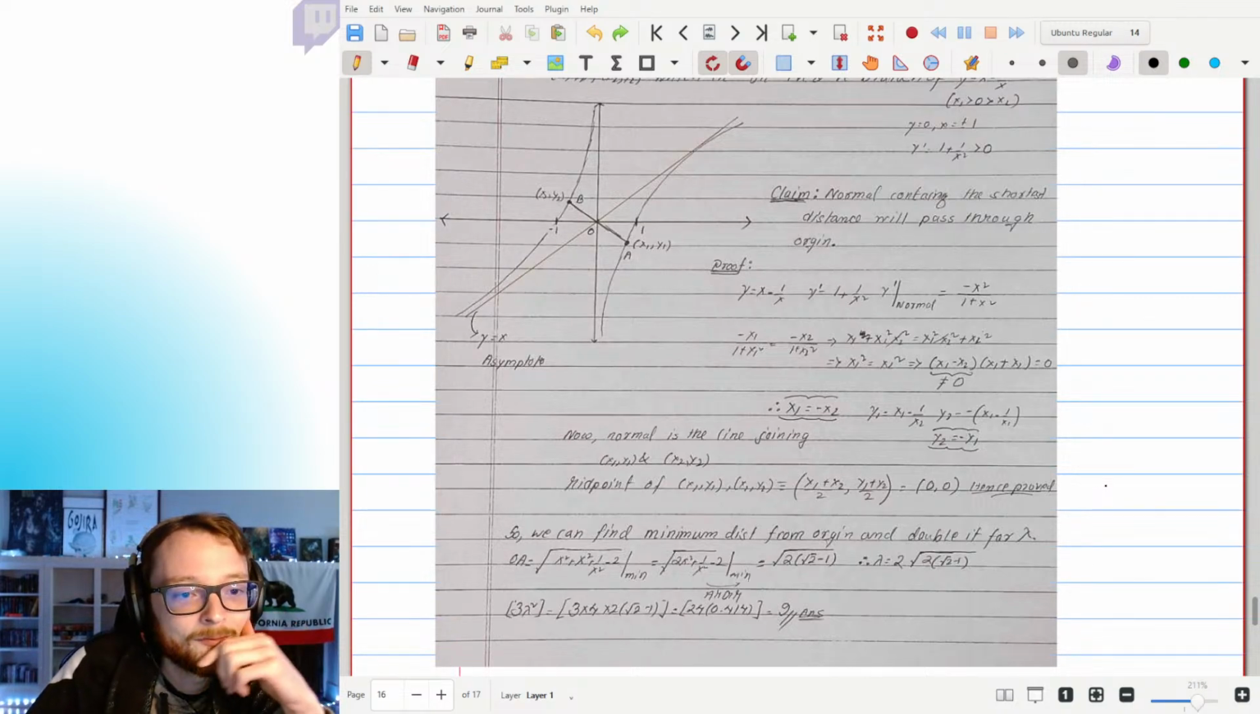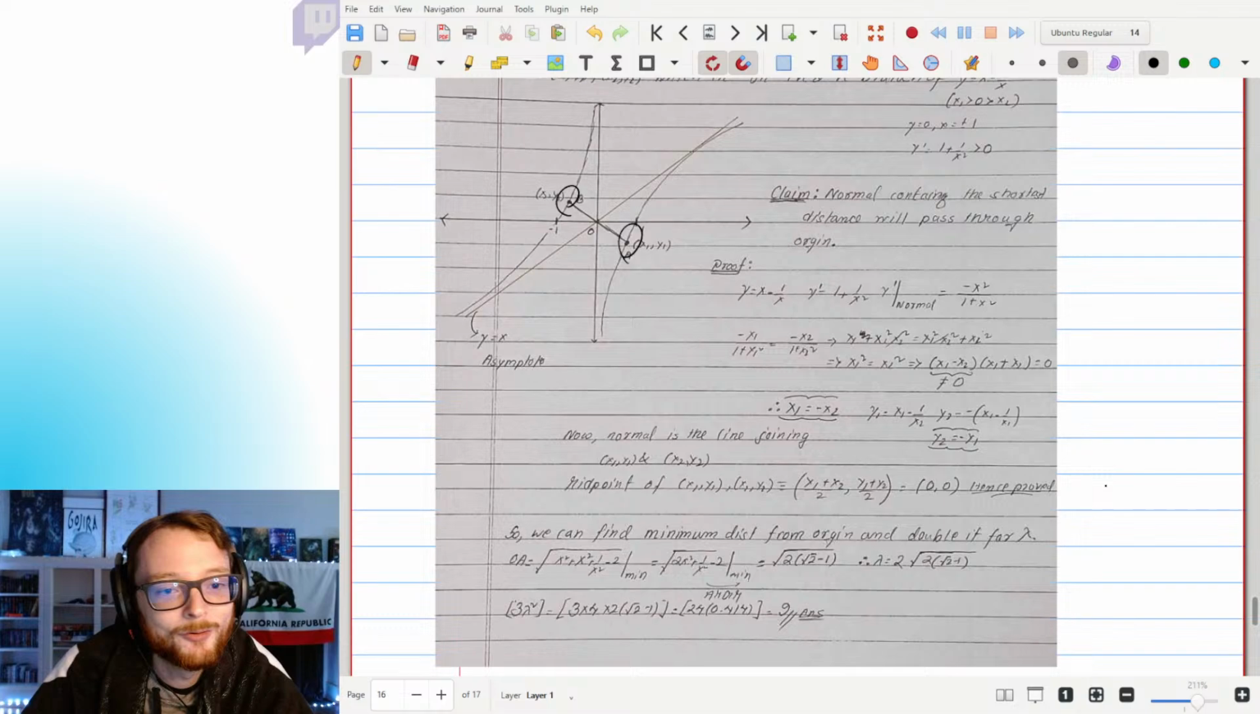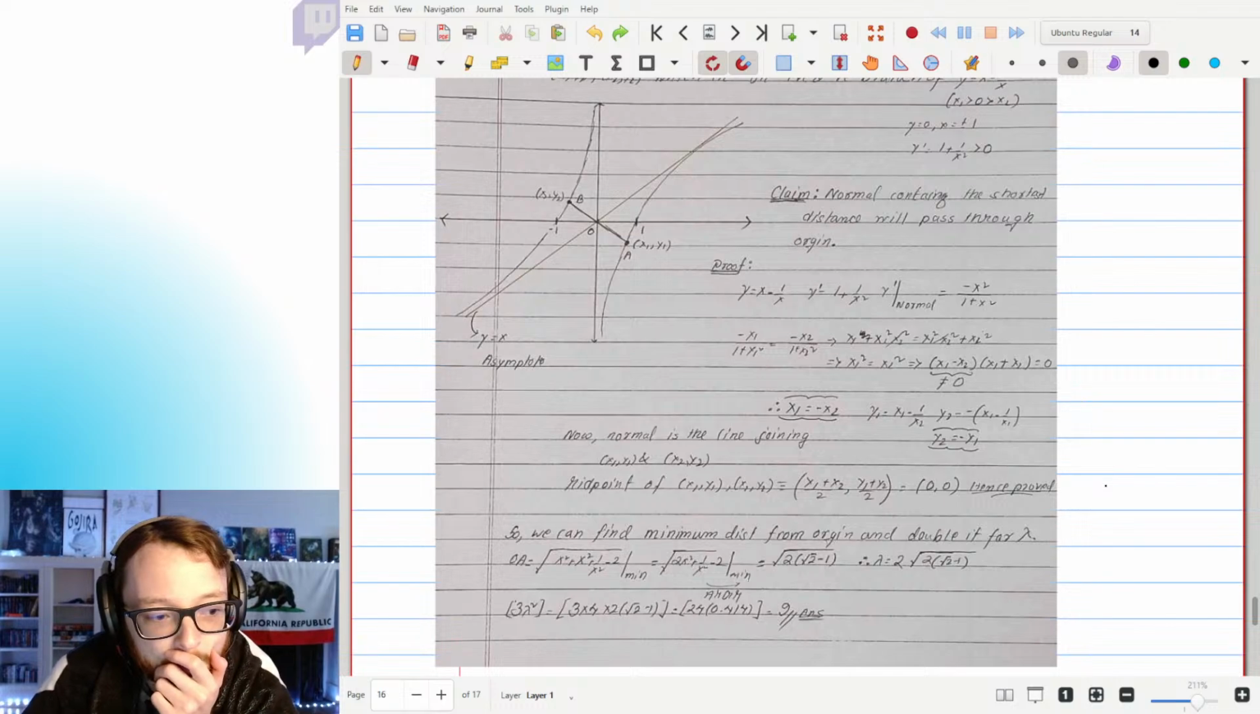So now instead of x1 and x2, you can just have x1 and the origin, and now we only have one variable to worry about. And so you plug it into the distance formula.